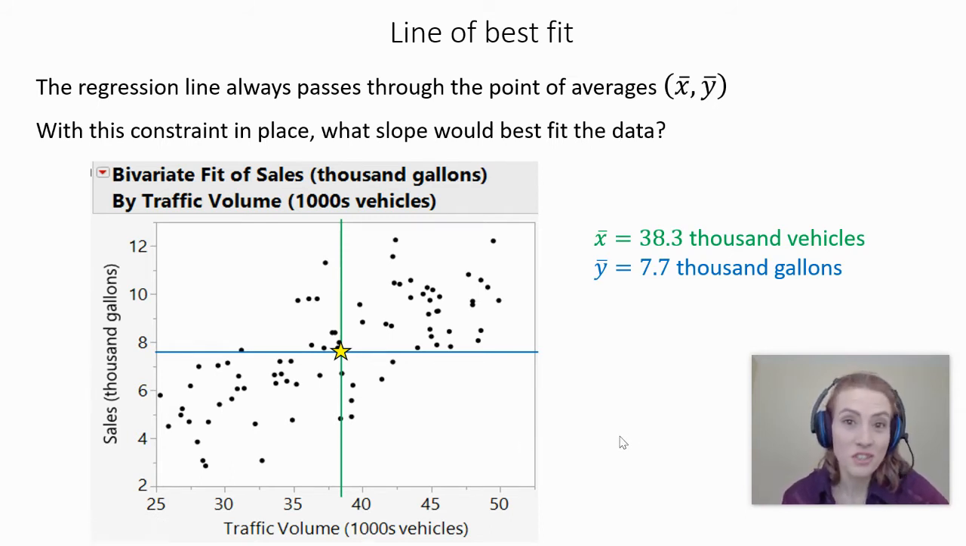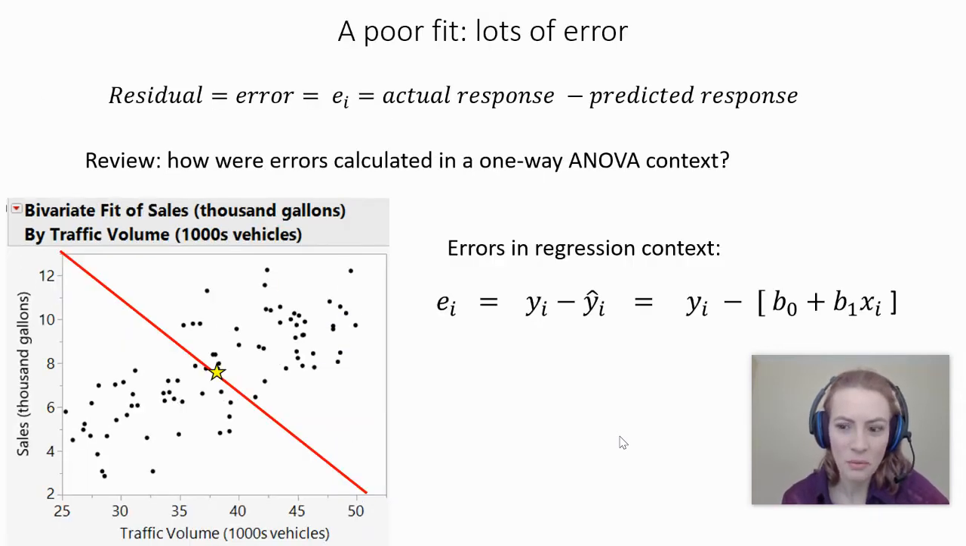So to illustrate what makes a good fit, let's start with a counterexample. What would be a really bad fit? Okay, so we have a line here that does pass through that point of averages, but is clearly not doing a great job at capturing the trend in the data. All right, so let's show numerically why this is a bad fit.